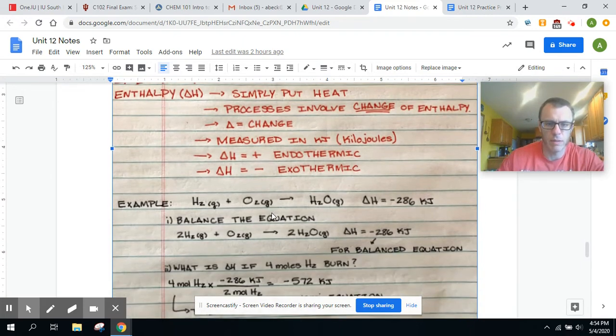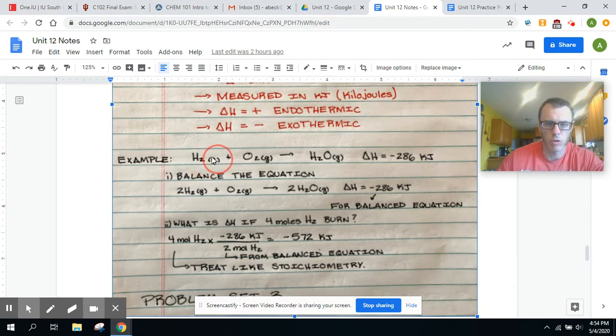So an example of this would be down here. Hydrogen burns with oxygen to form water, all right? The delta H for this reaction, or the heat of this reaction, is negative 286 kilojoules. What you must do is balance this equation first. I hope you understand that. When we balance this equation, we get two H2s plus an O2 gives us two H2Os. This number stays the same, okay? This is for the balanced equation, same.